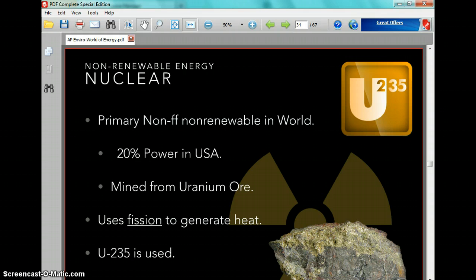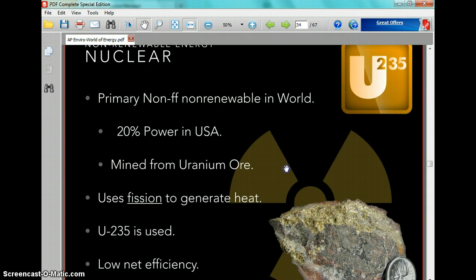What happens is the uranium, through a process called fission, or blasting neutrons to split the atom, releases heat on a molecular level. This process is done billions of times to produce heat, which is then used to heat up water. I'll show you what the power plant looks like. You have to know that uranium-235 is used. It is that isotope of uranium.